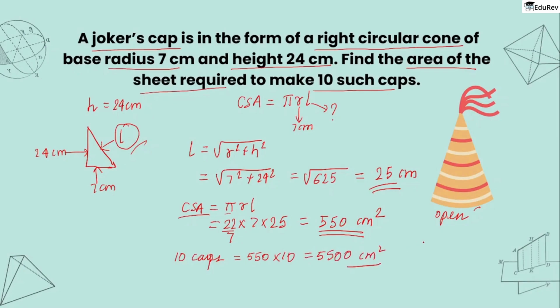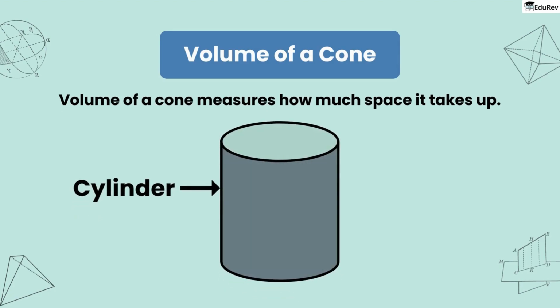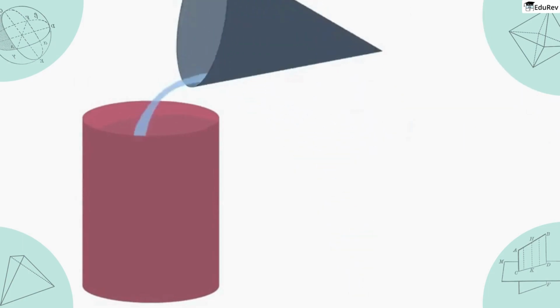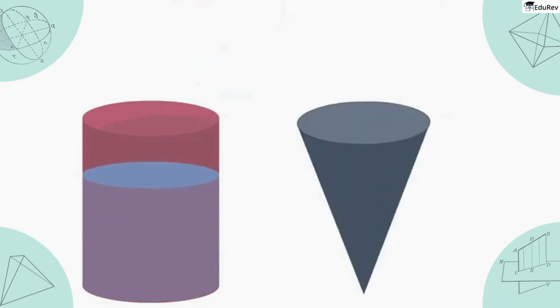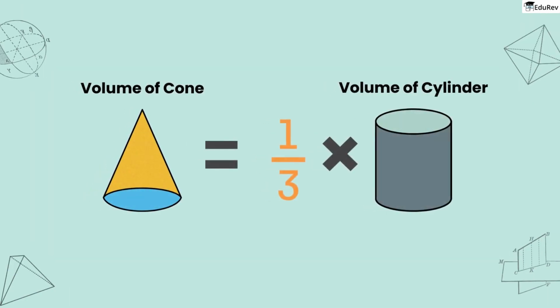Now let us discuss the volume of a cone. The volume of a cone measures how much space it takes up. To find the formula for the volume of a cone, we will take the help of a cylinder that you have already studied in your previous classes. Now think of filling the cone with water and pouring it into a cylinder with the same base and height. What did you observe? How many times do we have to fill the cylinder with the cone to get the cylinder completely filled? We need to fill the cone with water and pour it into the cylinder 3 times to fill the cylinder completely. Therefore, the volume of the cone is 1/3 the volume of the cylinder.